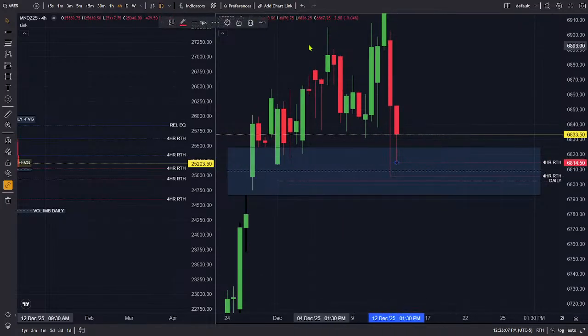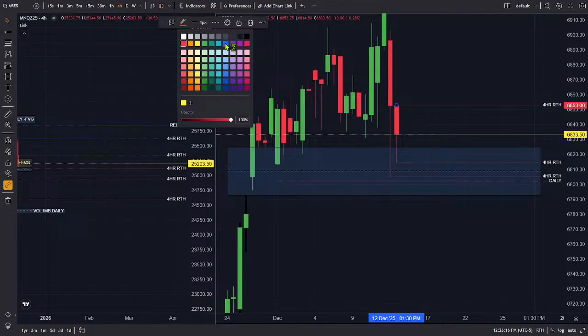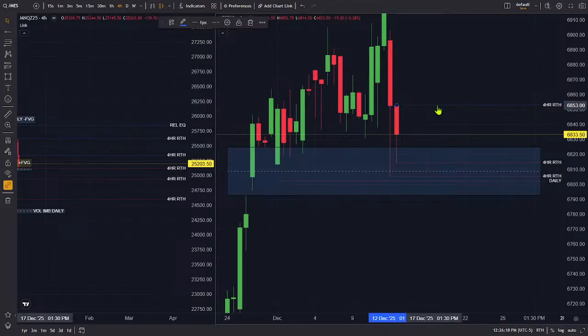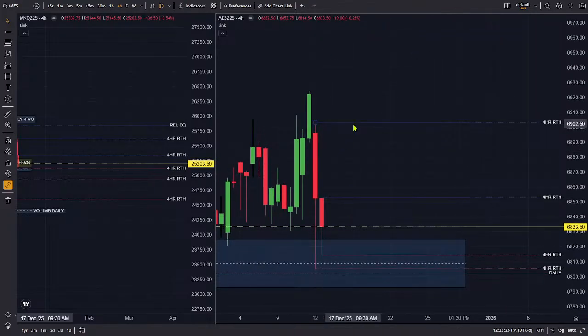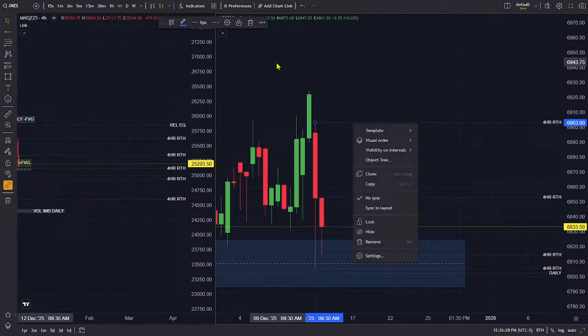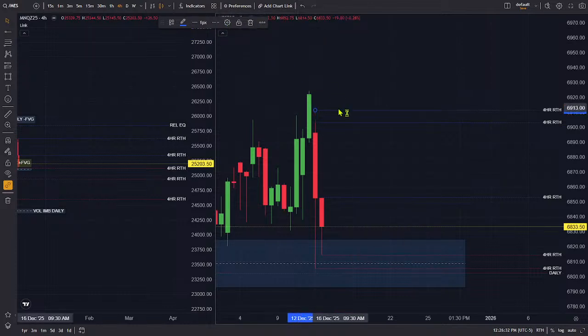Well, let's clone that again, and we'll mark out PM session high. Clone again. PM session high. Well, that's AM session high. And of course the high of last week as well. There we go.